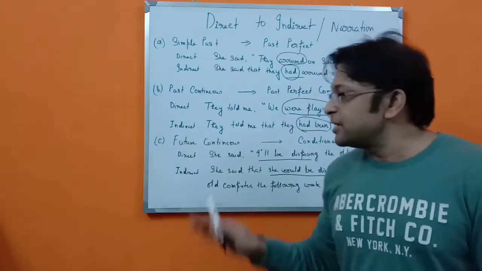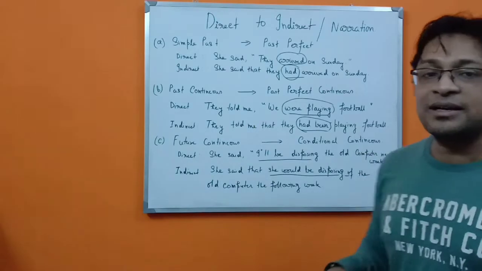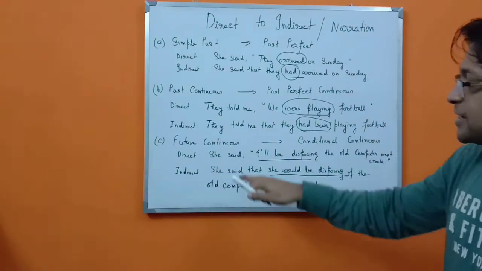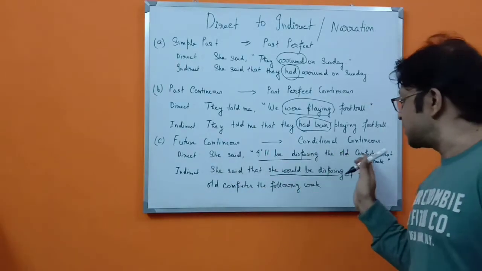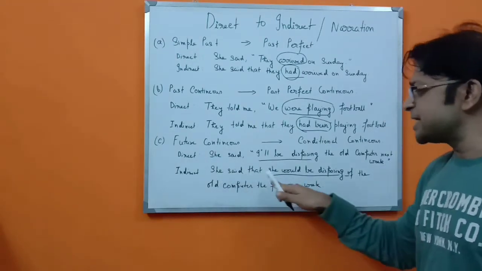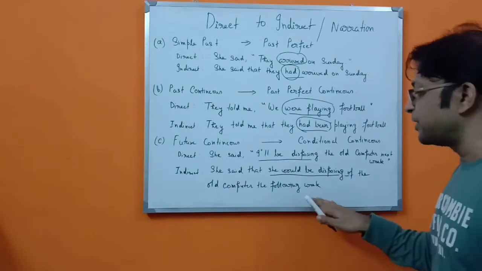Next, number C, future continuous tense. It will change into conditional continuous. How come? These are the examples. Direct sentence, here it will be given, she said, I will be disposing the old computer next week. And how are you going to change it? She said that she would be disposing the old computer the following week.